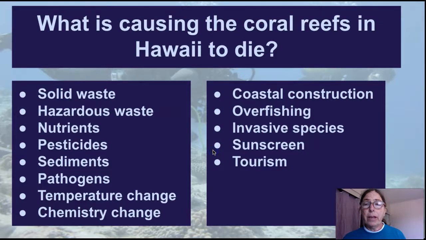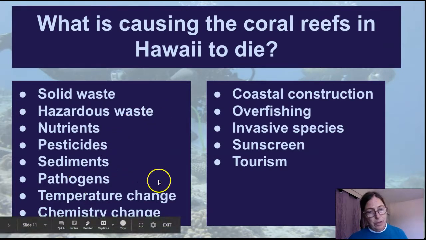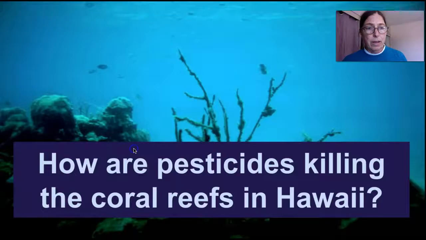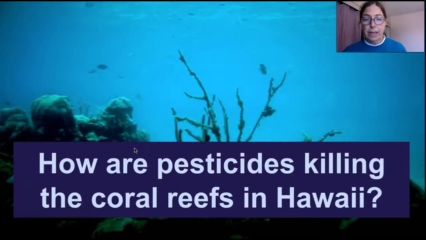In that same EPA article, I found out that they said all these possibilities are endangering the reefs: solid waste, hazardous waste, nutrients, pesticides, pathogens, temperature change, chemistry change, coastal construction, overfishing, invasive species, and I happen to know sunscreen and tourism are often cited as dangerous to the coral reef. So I pick one that I find interesting. I'll pick pesticides. How are pesticides killing the coral reefs in Hawaii?